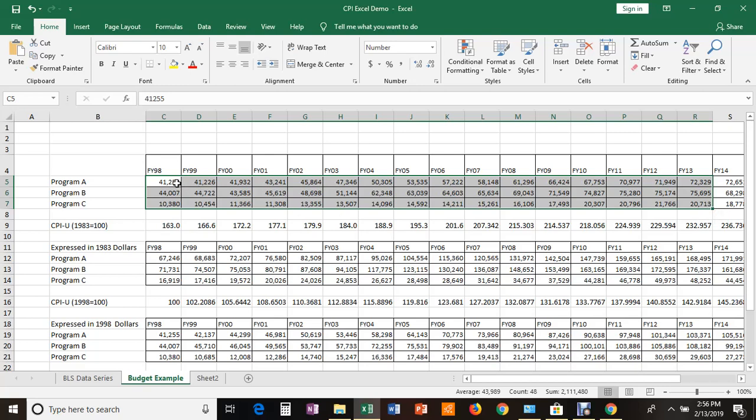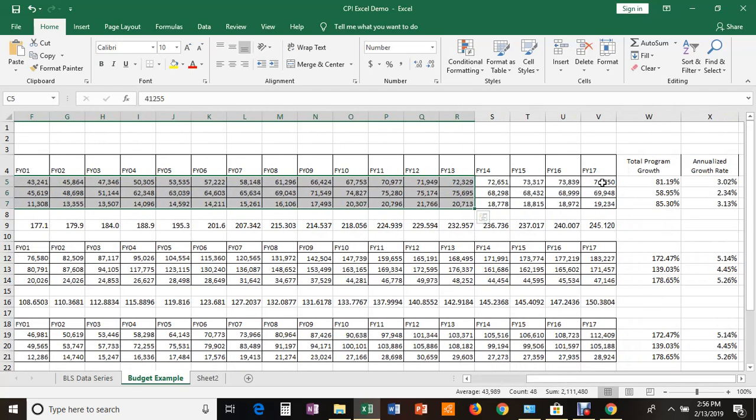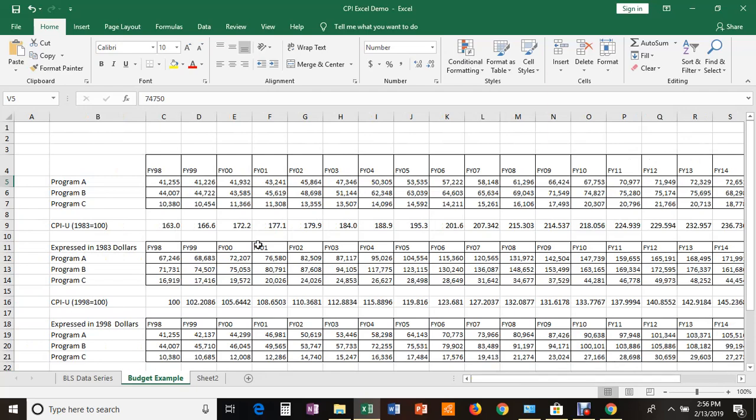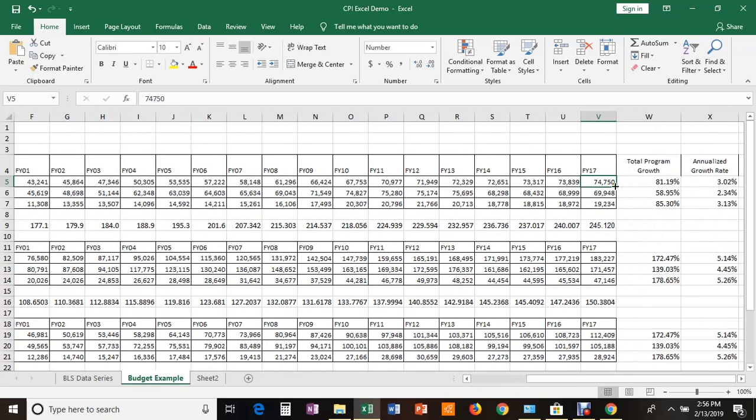So in current dollars in 98, it was $41,255. Get all the way to 2017, and we see that the same program was budgeted $74,750. So it's grown. All right. And as it turns out, each of these has grown in the nominal dollar sense over that 20-year period. Okay, so how much has it grown?